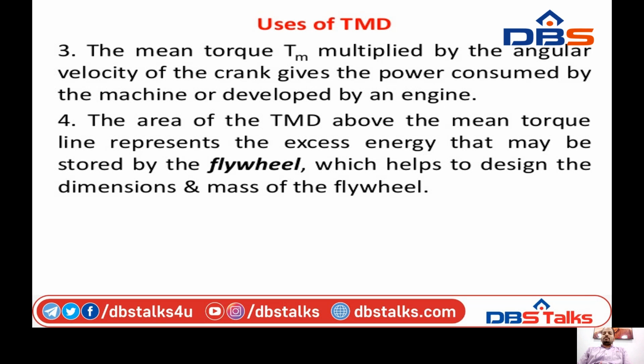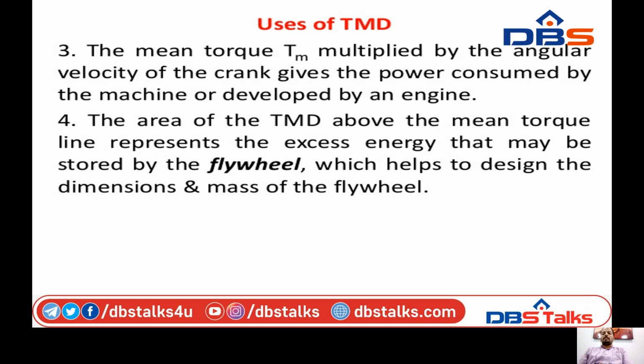Next, the uses of Tm. The mean torque multiplied by the angular velocity of the crank gives the power consumed by the machine or developed by an engine. So the mean torque and the angular velocity of the crank give the entire power related to the machine or developed by the engine. How much power is required to run the machine, or how much energy is delivered or developed by the engine. How much energy is developed is nothing but the power consumed by the machine. Both are almost the same, with a nominal loss of energy.